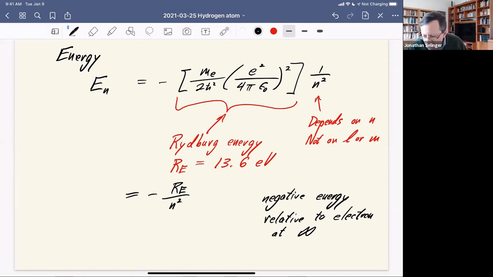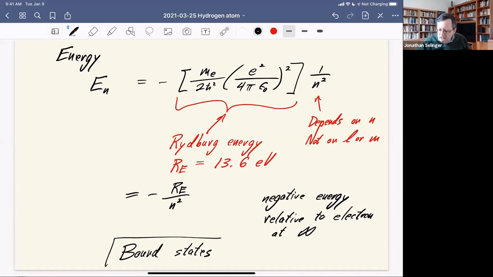So the zero of energy is when the electron is infinitely far from the proton, right? That's the assumption that went into defining the potential energy. So when R goes to infinity, the potential energy goes to zero, right? So that's our zero of energy when the electron and proton are infinitely far apart. And so any of these states that we have calculated have a negative energy relative to infinity, meaning that they are bound states.